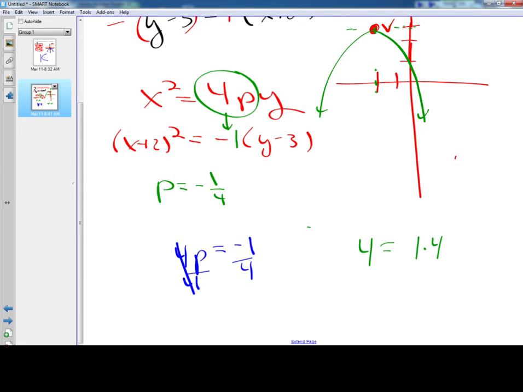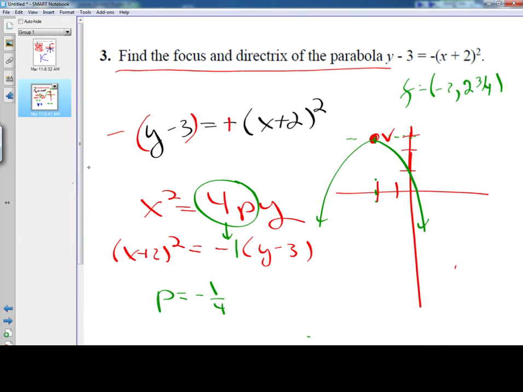All right, cool. So, now the directrix, right? Tell me something. Where's the directrix? Isn't it equidistant from the focus? So that means I got to go up another quarter unit. So I should be at y equals 3 1/4. And there's my directrix.